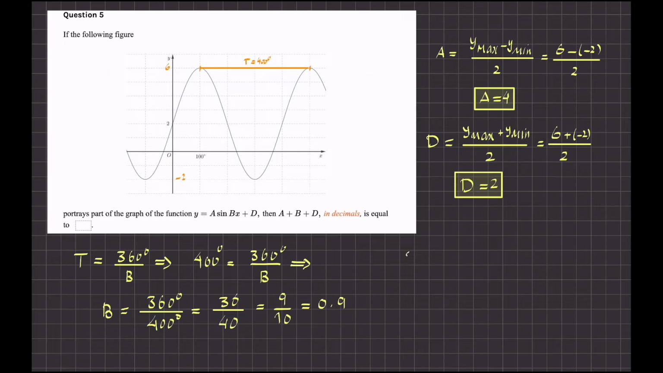And now the question is asking for a plus b plus d. So a is 4, b is 0.9, d is 2. If you add them up, it becomes 6.9. That's the correct answer, and that is what you have to type here: 6.9. Very simple and a standard problem. We practiced these kinds of problems a lot during the lesson. Okay, we now go to the next question.